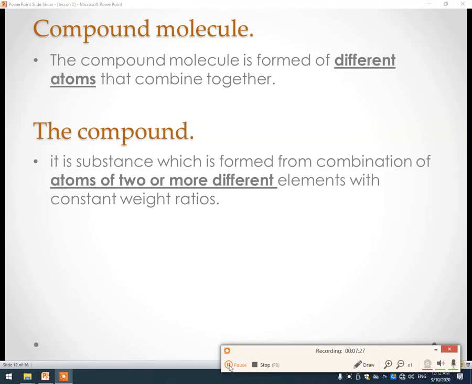Can anyone tell me the symbol of water from the previous year? Water can be written H2O. Here we have two atoms of hydrogen and one atom of oxygen. So here we have more than one atom of different elements. We have atoms of oxygen and hydrogen that combine together to give me the water molecule.